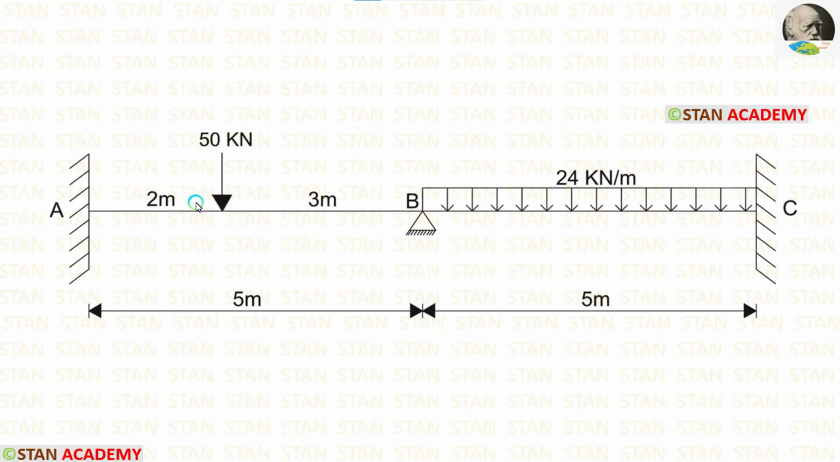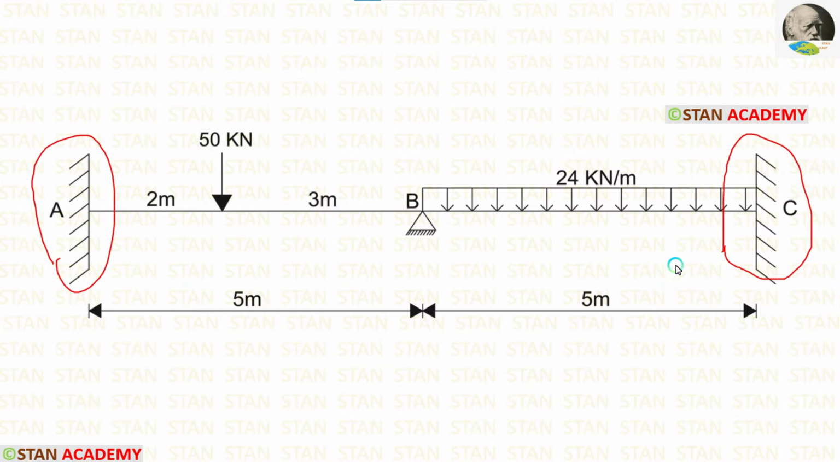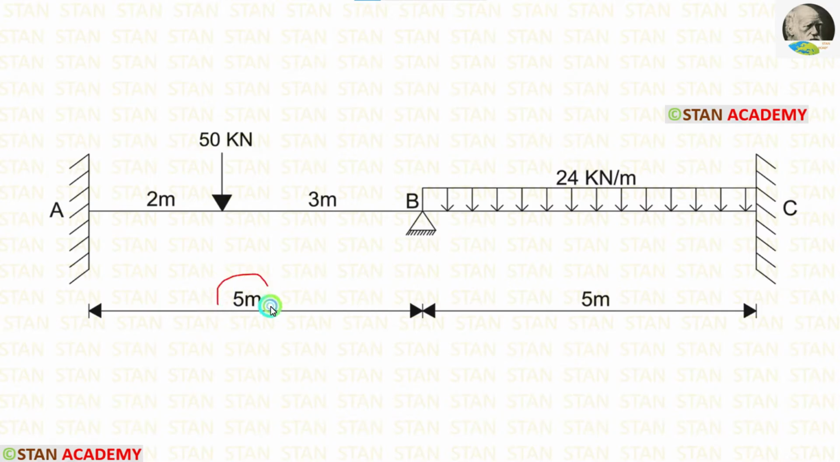In the span AB, there is a point load 50 kN acting at 2 meter from the point A. In the span BC, there is uniformly distributed load 24 kN per meter acting for the full span. In the point A and in the point C, we are having fixed supports. In the point B, there is a hinged support. Span AB is 5 meter long. Span BC is also 5 meter long.